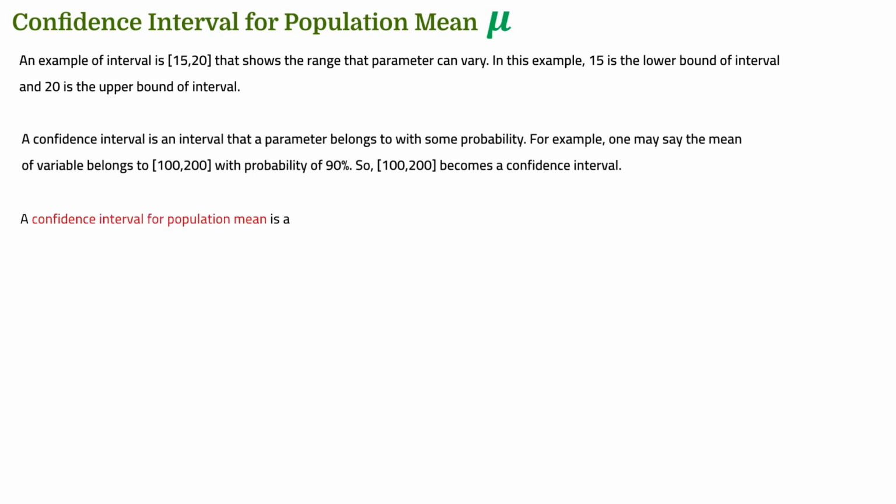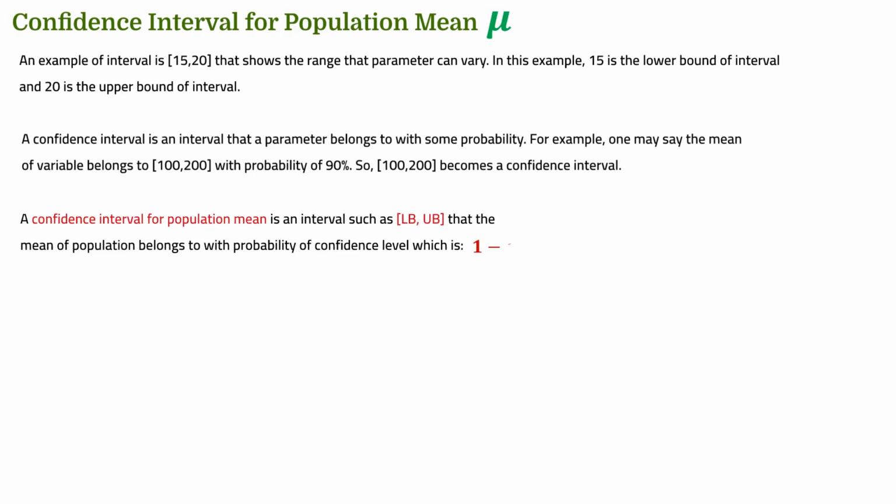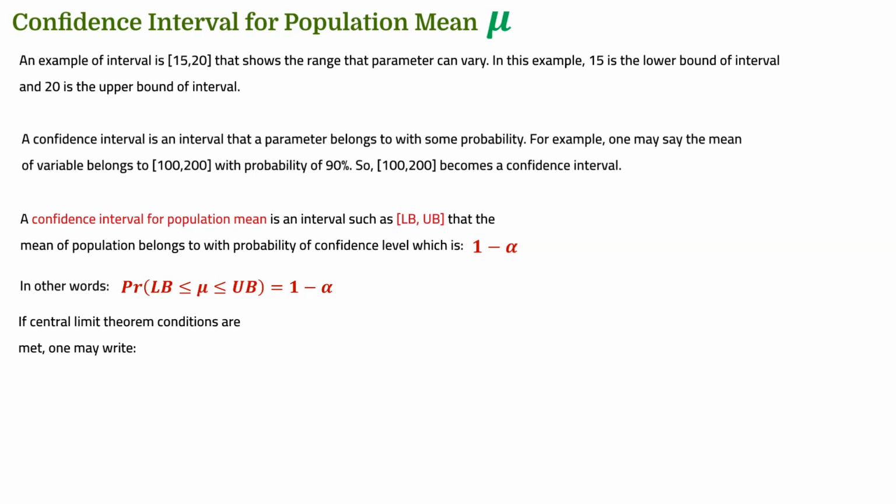A confidence interval for population mean is an interval, brackets LB and UB, that the mean of the population belongs to with probability of the confidence level, which is 1 minus alpha. In other words, probability of mu between lower bound and upper bound will be equal to 1 minus alpha. If central limit theorem conditions are met, one may write X bar is normal with the mean mu and variance of sigma squared over n, and probability of Z between minus z alpha over 2 and z alpha over 2 is equal to 1 minus alpha.